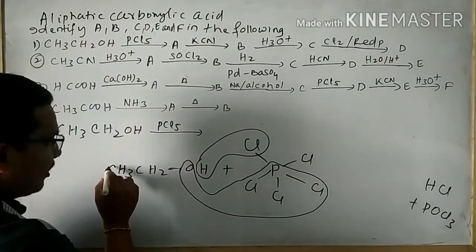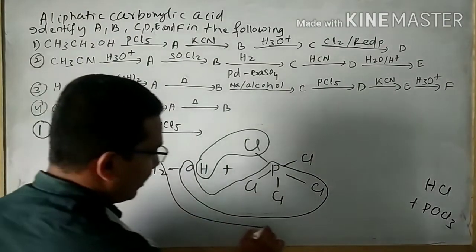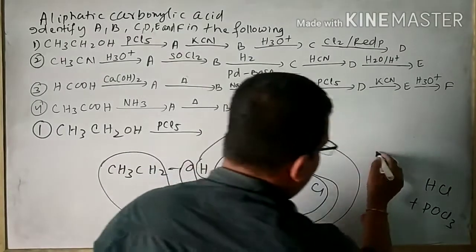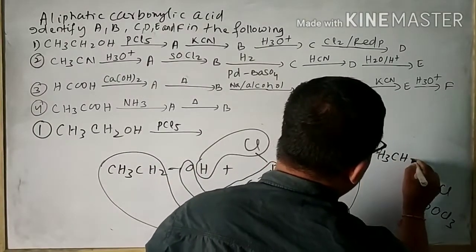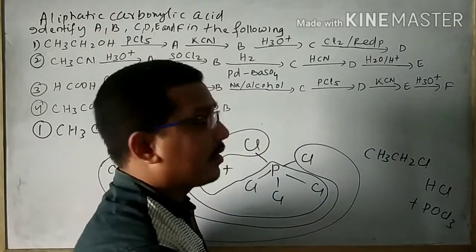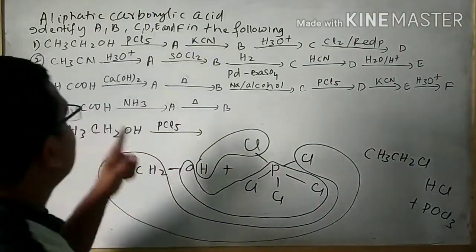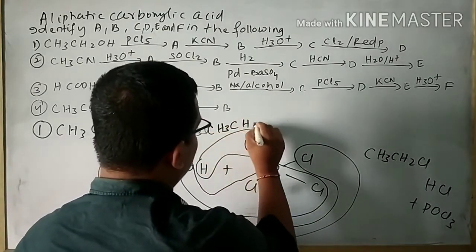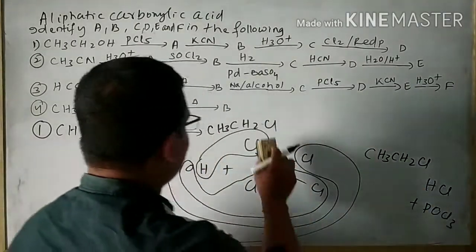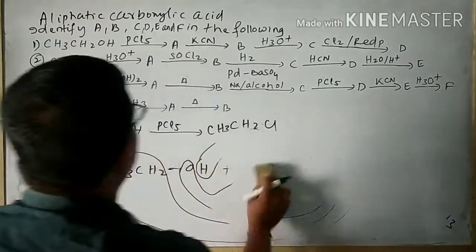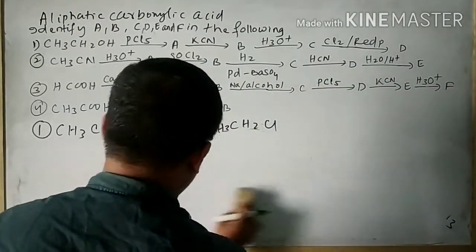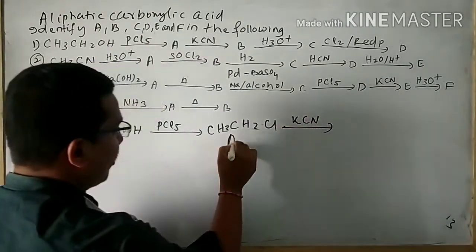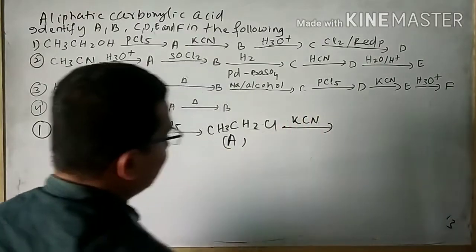And the remaining part is CH3CH2, which combines with the chlorine atom to form CH3CH2Cl. This is said to be ethyl chloride. So the product A is ethyl chloride, CH3CH2Cl. This ethyl chloride now reacts with KCN. This is your product A. This product A reacts with KCN.